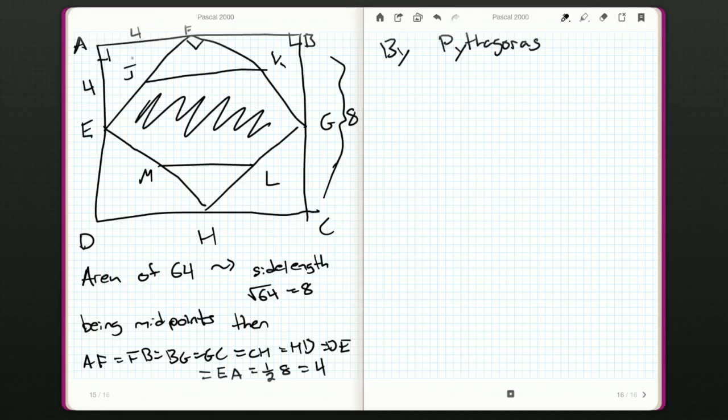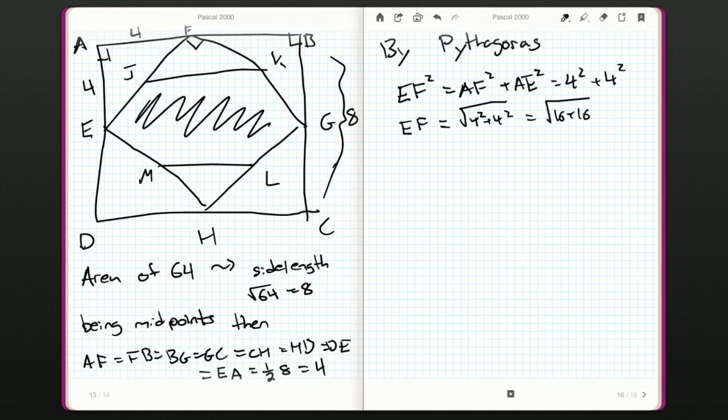So we have a right angle triangle here. So we know the sum of the squares of the legs of the triangle is going to be the hypotenuse squared. So by Pythagoras, we know that EF squared is going to be the same as AF squared plus AE squared, 4 squared plus 4 squared. So EF is going to be square root of 4 squared plus 4 squared. Well, what's 4 squared? 16, so 16 plus 16 is going to be square root of 32. Or another way to write that, we can write this as 16 times 2. And square root signs distribute over multiplication. And square root of 16 is 4. So EF is 4 root 2.